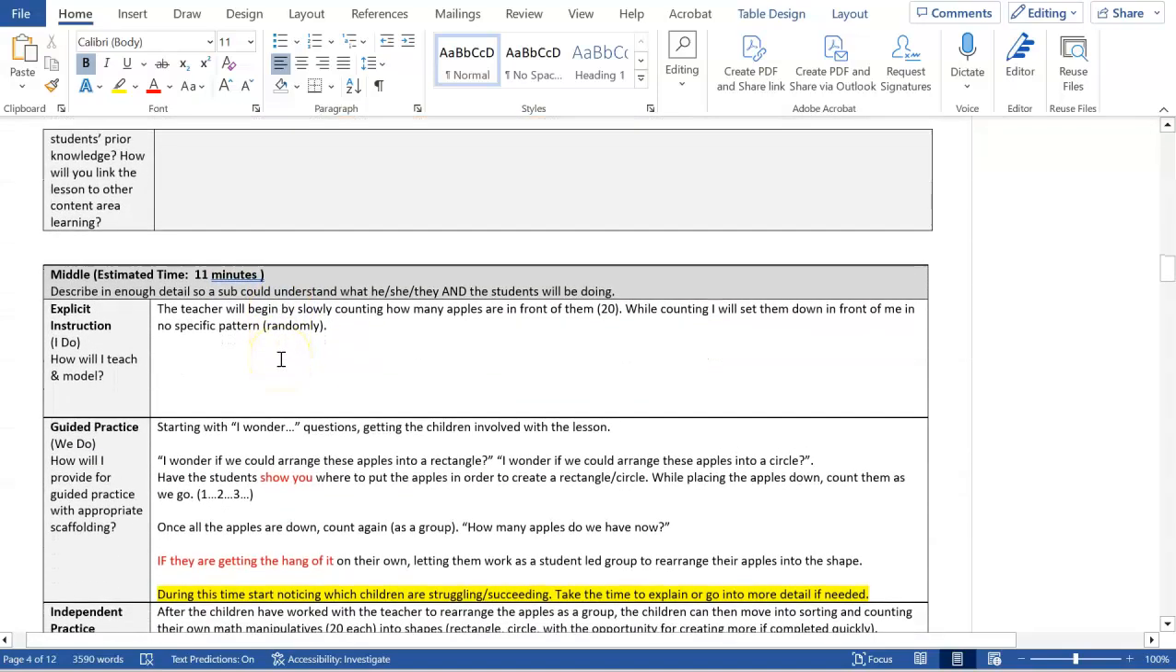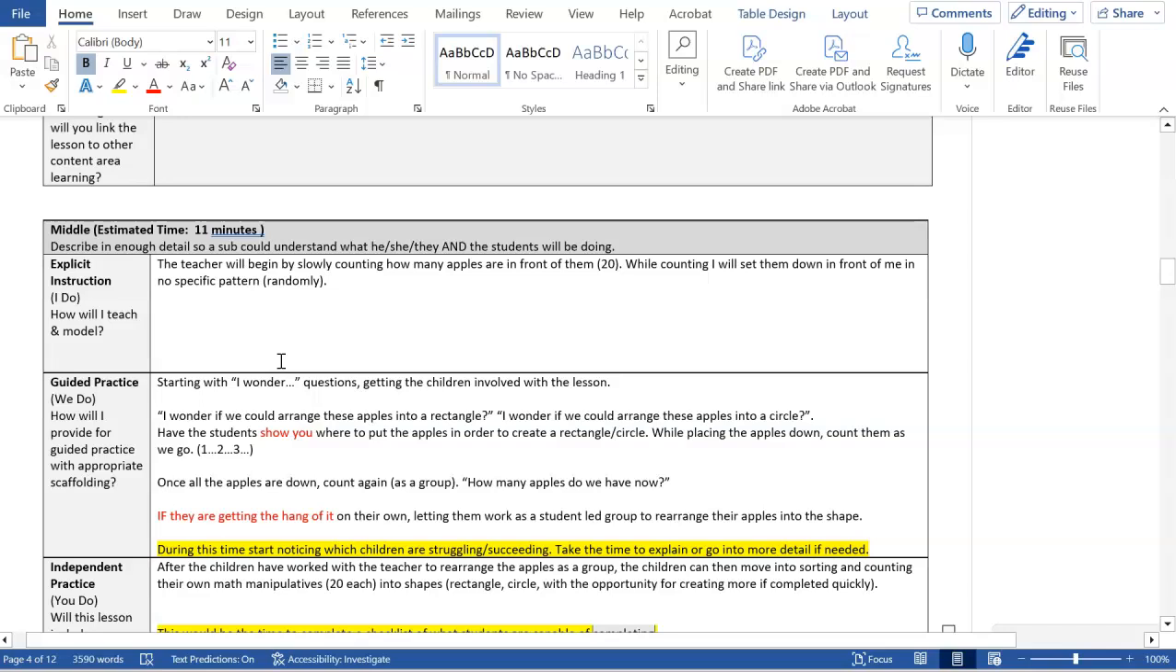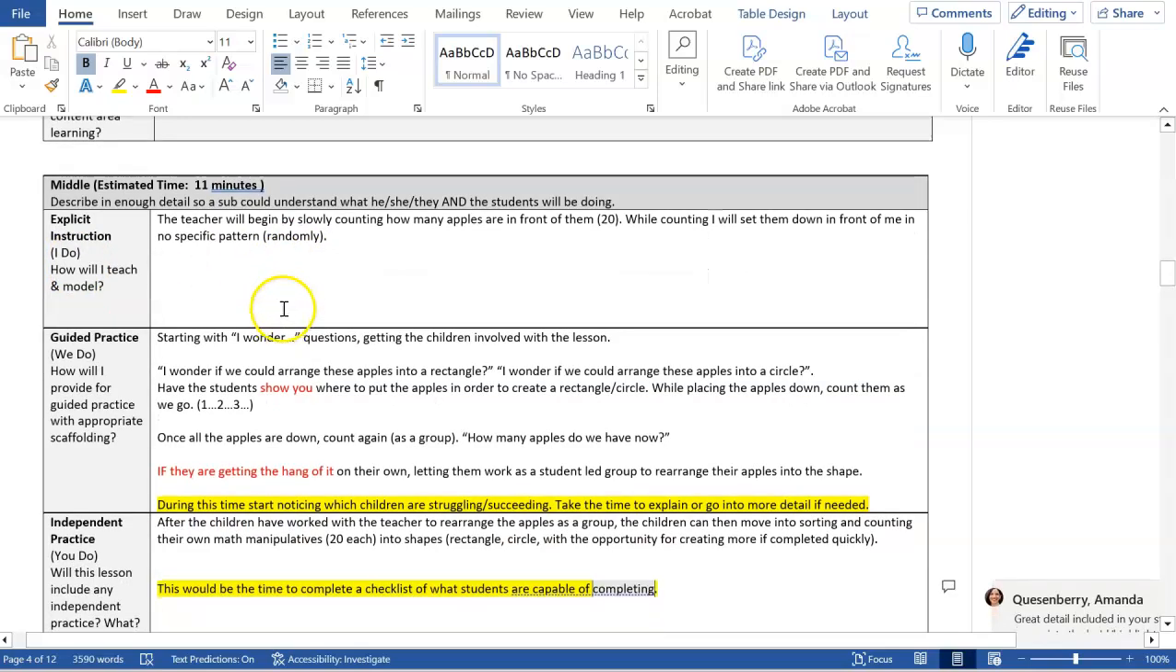The middle of the lesson is where you're going to actually do your teaching. So how are you going to model what you want the students to do? We use this I do, we do, you do model in our program. So I do is how am I going to model what the students are going to do? So she describes that here.